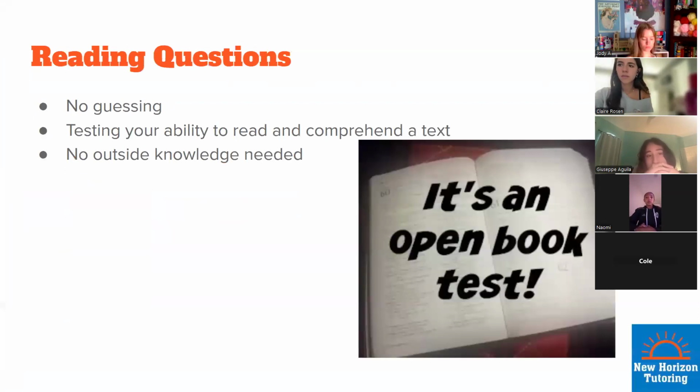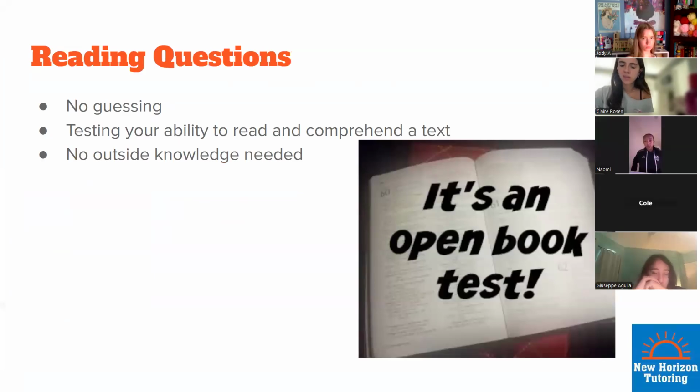Next, we'll move on to some of the more reading questions. So we've all been covering more grammar style, but now there's also reading questions where they ask you to find the purpose of the text or the main idea or make an inference. It is an open book test, right? They give you the passage that you have to look for. So there's no guessing and there's no prior knowledge that you need to know. They're just testing your ability to read and comprehend that text.